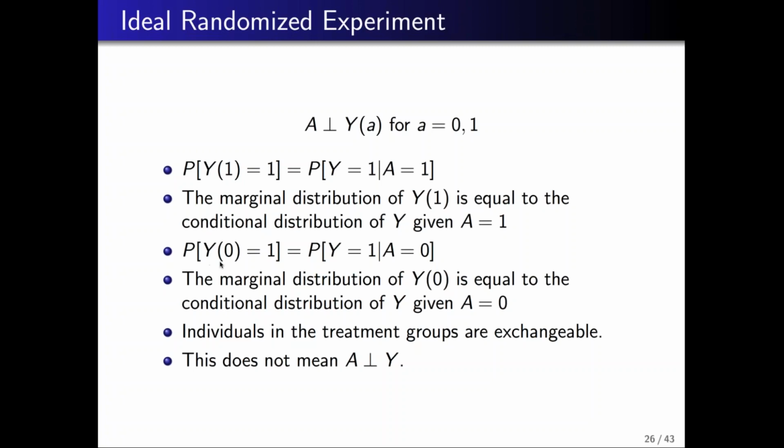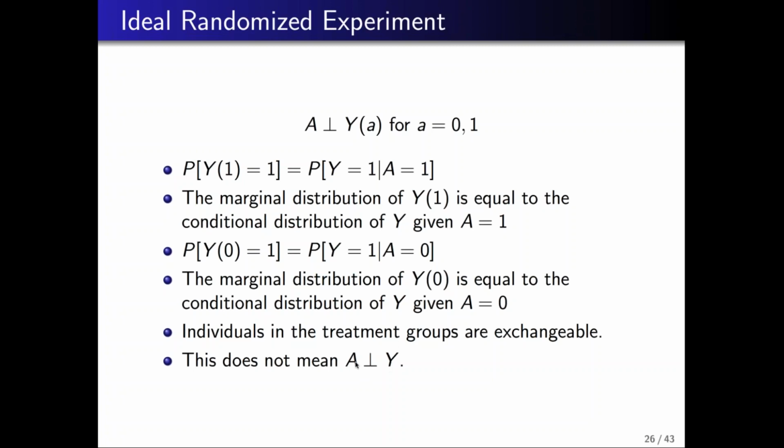Similarly, I can learn about the proportion of people who would die had everyone in the population not received treatment by estimating it as the proportion of people who die among people who did not receive treatment, who were randomized to the control group. And it's because of this independence assumption that we get an ideal randomized trial. The key thing is that the individuals in the treatment groups are exchangeable. The people who actually receive treatment are exchangeable with the people who did not receive treatment by the randomization process.